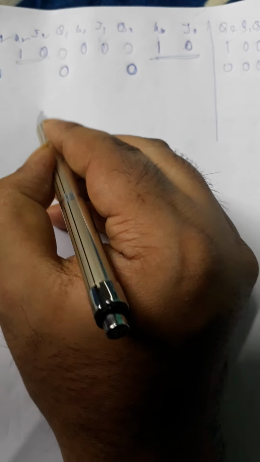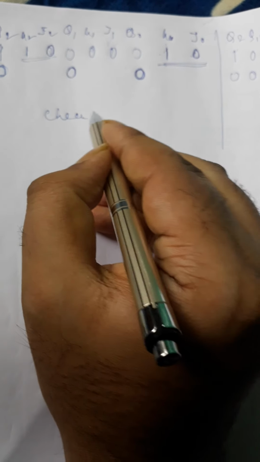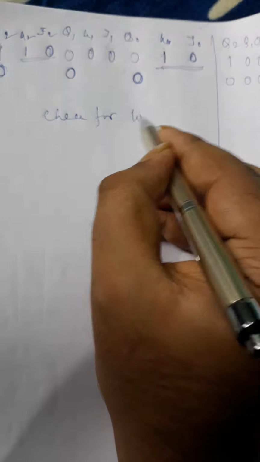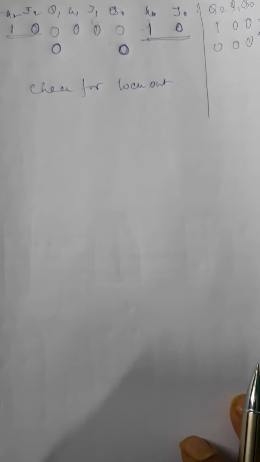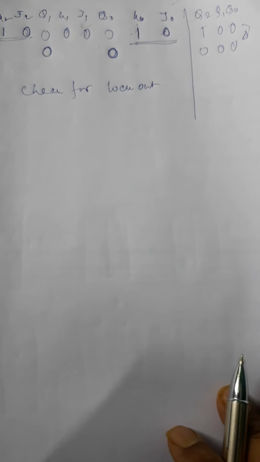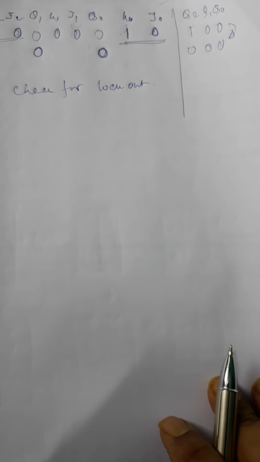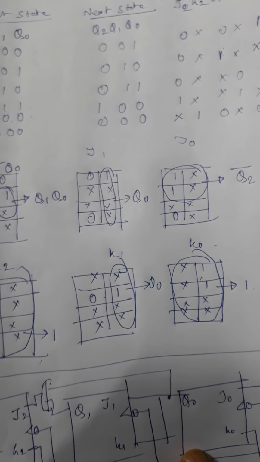So this is known as the check for lockout, whether we are locking out the other possible counting states or not. This is how we design a synchronous counter, and this is how we proceed.